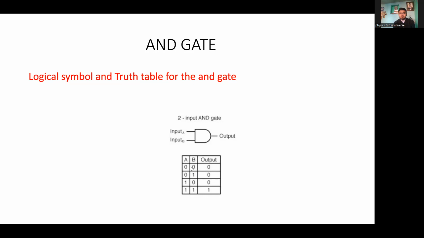When we make both inputs low, the output will be low. When one terminal is low and one terminal is high, the output will be low. When both terminals are high, then the output will be high. It is based on the logical operations. Later on I'll show you.